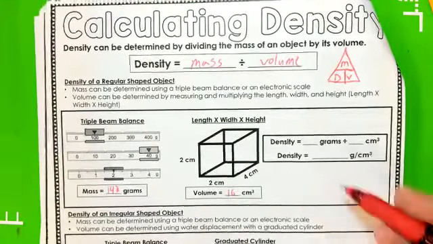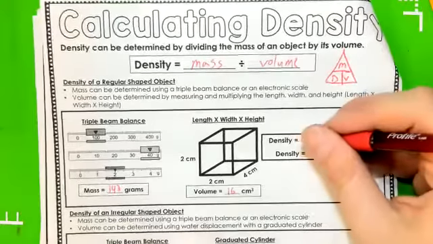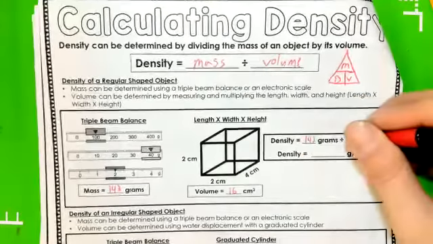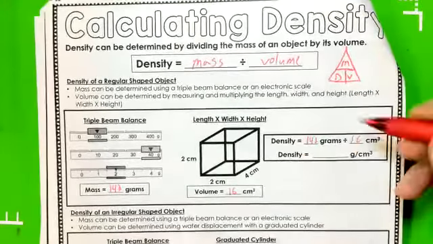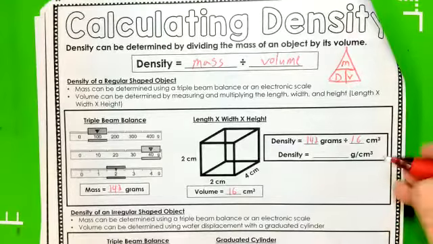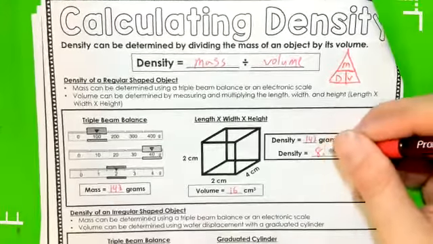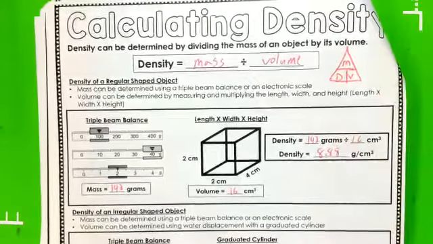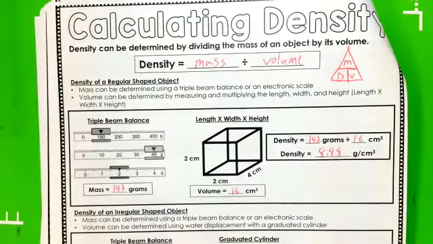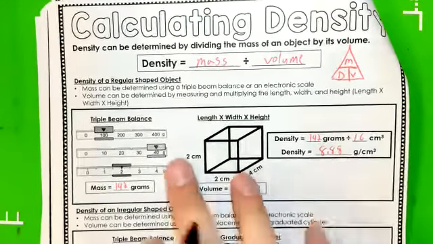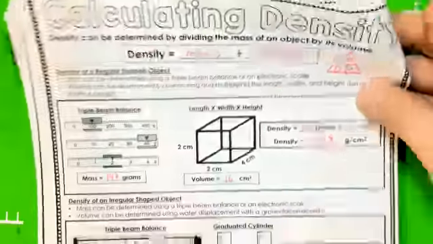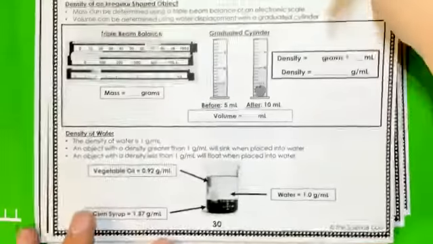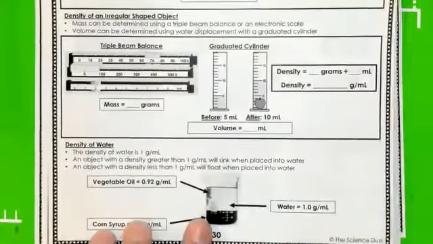Okay. So density equals 142 grams divided by 16 centimeters cubed. Mass divided by volume. So our density for this object is 8.875. We can round that to 8.8. This is easy. This is a regularly shaped object. It's more complicated when you're trying to find the density of an irregularly shaped object.